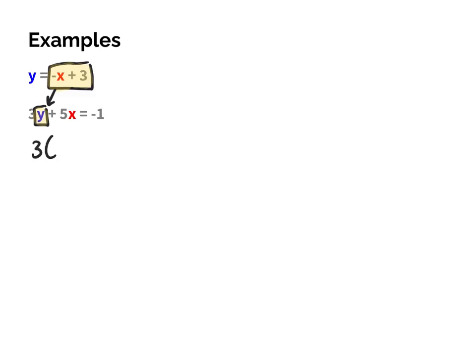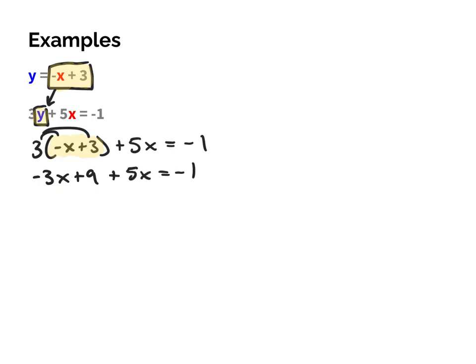It'd be 3, now times, because 3y means times, negative x plus 3, plus 5x equals negative 1. So I plug it in where y once was. Y was right here, and now I plug that in. Now what I can do is simplify this. I would multiply here, distribute that 3, so I'd have negative 3x plus 9, and then the rest plus 5x equals negative 1. I have some x's I can gather, so negative 3 and positive 5 would give me 2x plus 9 equals negative 1.